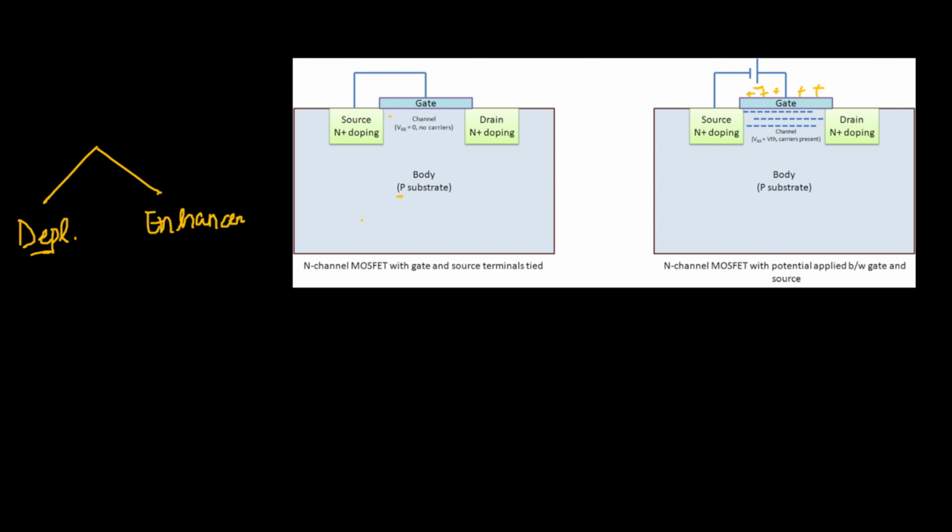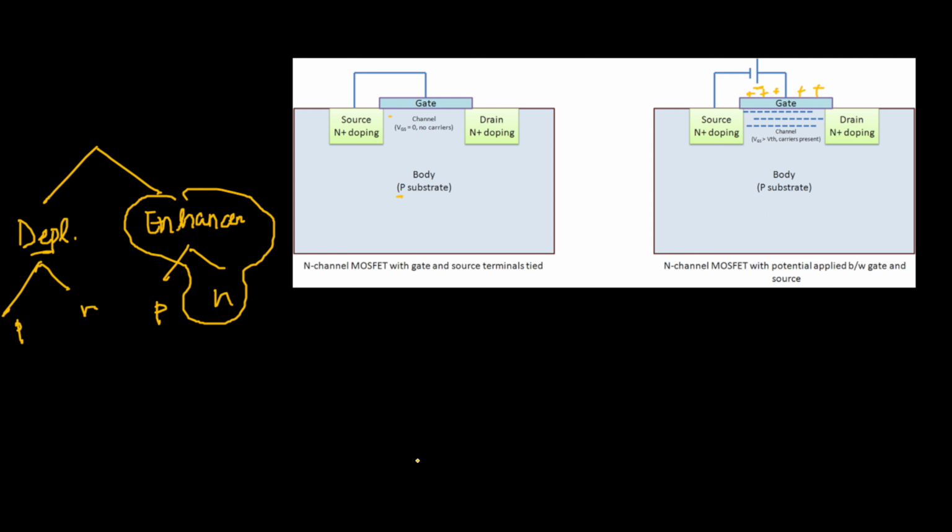Obviously there are N channel and P channel MOSFETs. So if the source and drain are N doped and the body is P doped, it's called an N channel. And if the body is N and the other two are P doped, then we call that a P channel MOSFET. So depletion is of P and N channel and enhancement is also of P and N channel. Throughout this chapter, we'll only talk about N channel enhancement type MOSFET. So you don't have to worry about anything else.